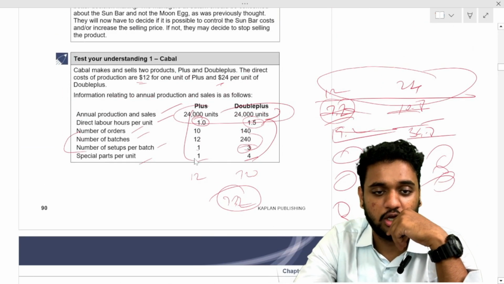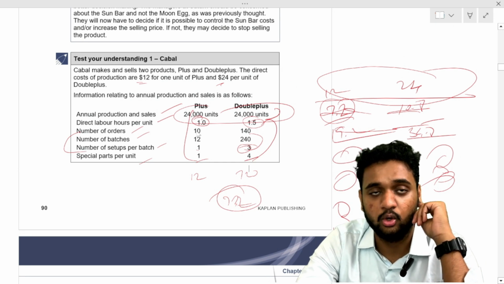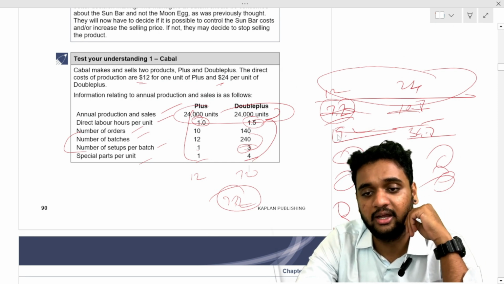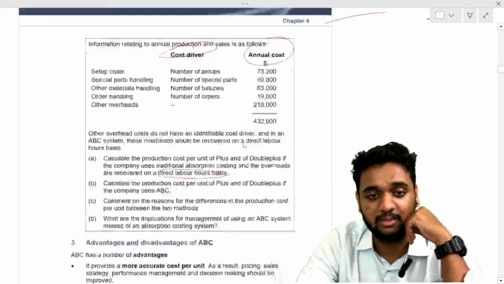First find the total cost: total cost multiplied by the number of orders. 132 into 10, if you do, you will get 1320. Divided by 24,000 units, you will get per unit. Do the same for double plus also, and you will get the other handling cost.